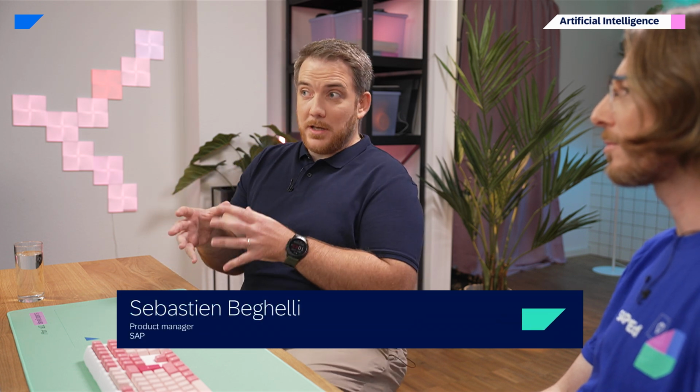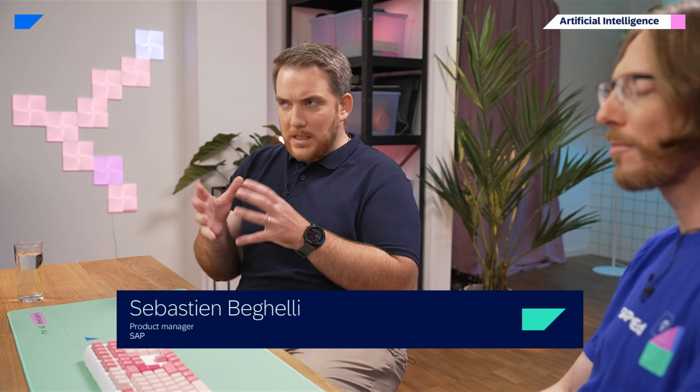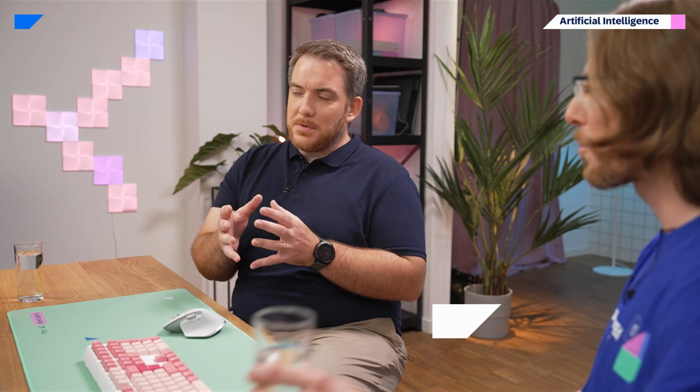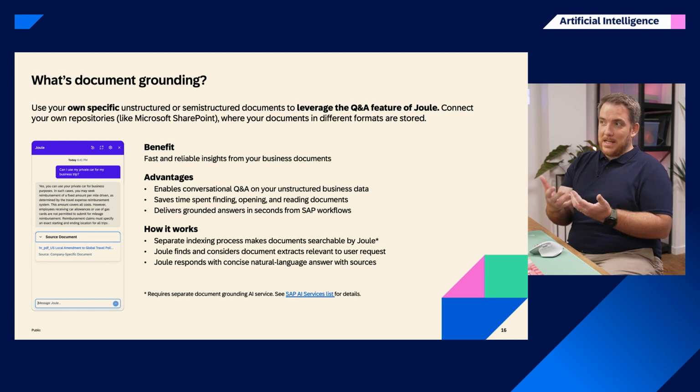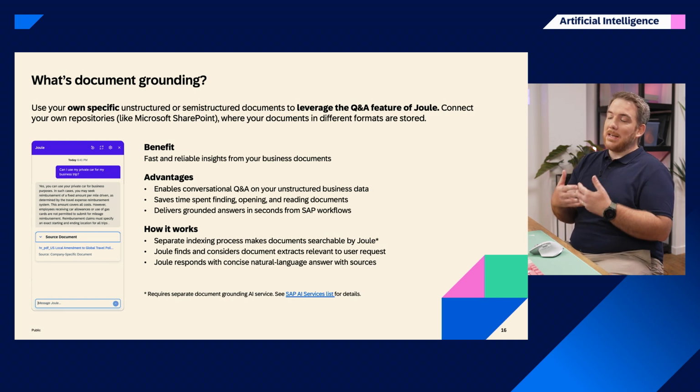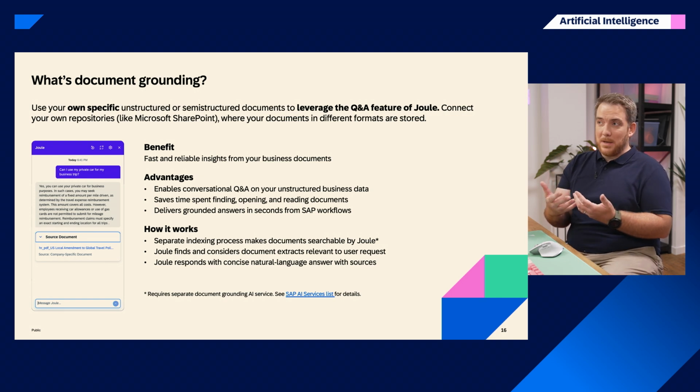So yeah, quickly, what is document grounding? I like to say that document grounding is a retrieval augmented generation feature for Joule. So what does it mean exactly? It means that this feature will help to give some business context, some custom context also, to the LLM, so that the LLM can find the best information for the user.